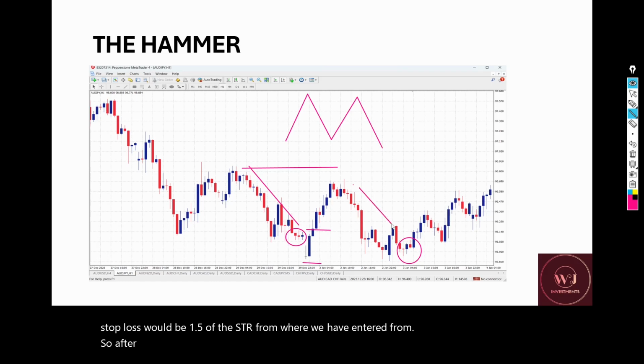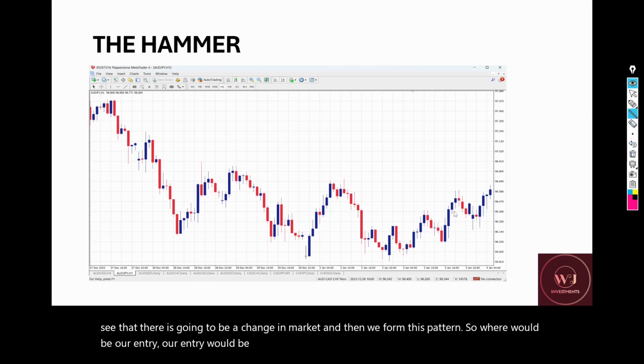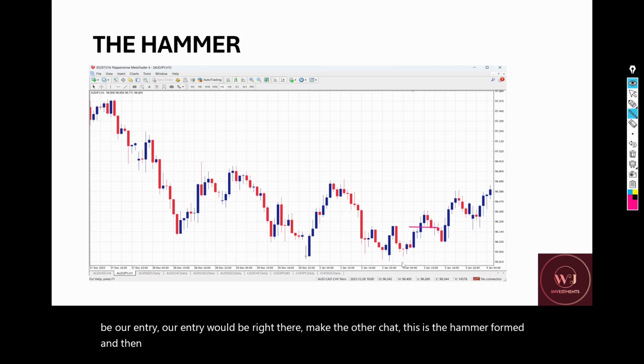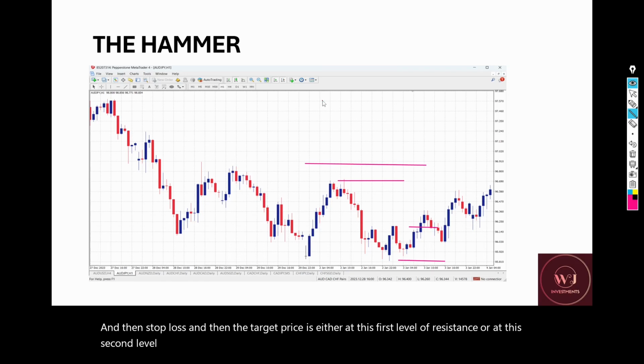So after making this short-term downtrend, again we form a new hammer, and we can see that there is going to be a change in market, and then we form this pattern. So where would be our entry? Our entry would be right there. Let me clear the chart. This is the hammer formed, and then the entry would be here, and then stop loss, and then the target price is either at this first level of resistance, or at this second level of resistance, or at the third level of this point where the swing low started from.